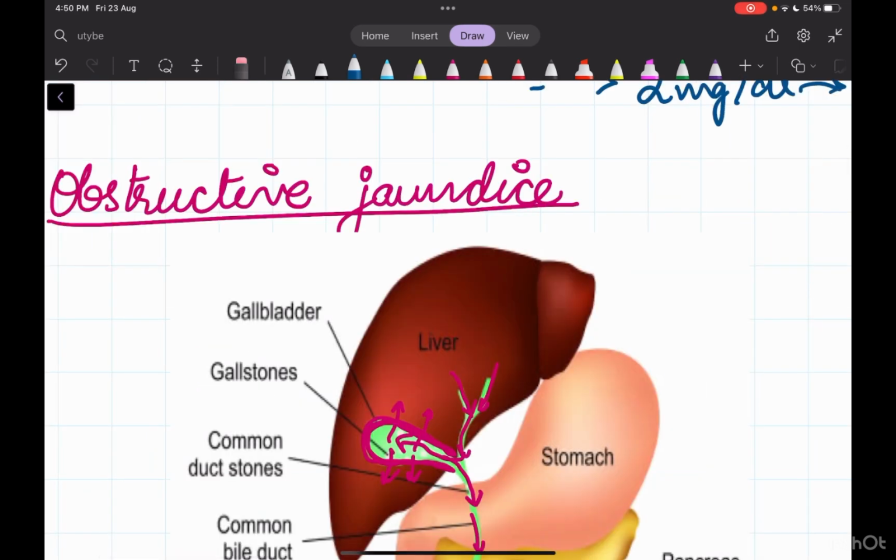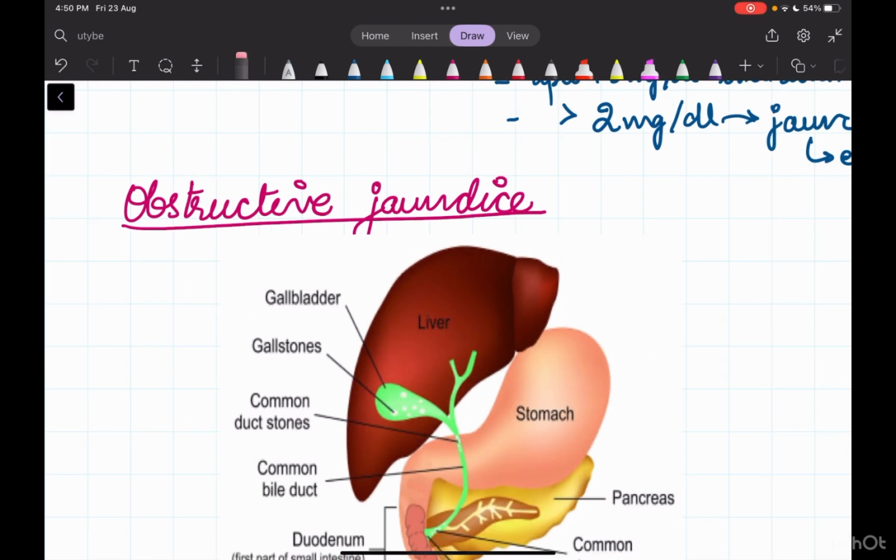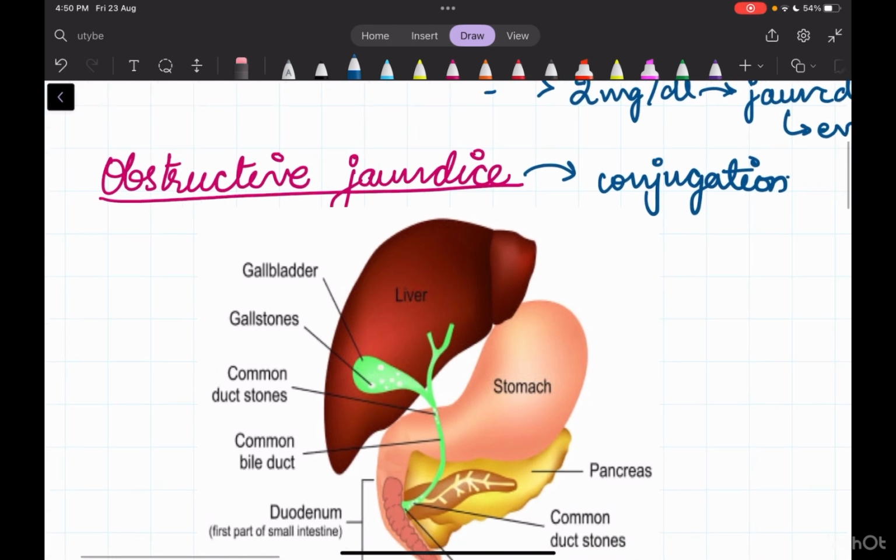Moving on to obstructive jaundice. What is obstructive jaundice? As the name tells, obstructive jaundice is any obstruction in the passage of bilirubin because of which it is causing jaundice. What is the type of bilirubin that is raised in obstructive jaundice? It is conjugated bilirubin. Okay, because the problem here is not in conjugation. The problem is in the passage of that bilirubin that already has been conjugated.